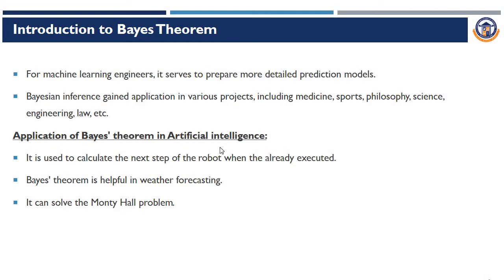Applications of Bayes' theorem in artificial intelligence. It is used to calculate the next step of the robot when the previous step is already executed. Bayes' theorem is helpful in weather forecasting. It can solve the Monty Hall problem.